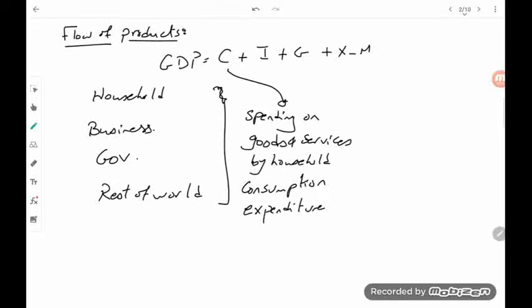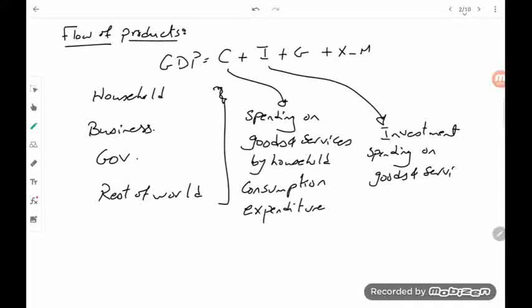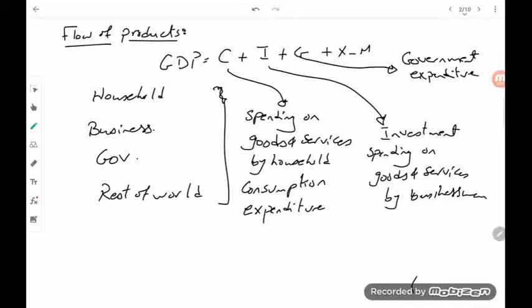Spending on goods and services by businessmen is known as investment. So I stands for investment, which is spending on goods and services by businessmen. Spending on goods and services by government is known as government expenditure. So G stands for government expenditure, which is spending on goods and services by government.